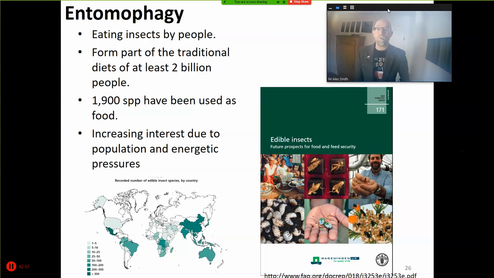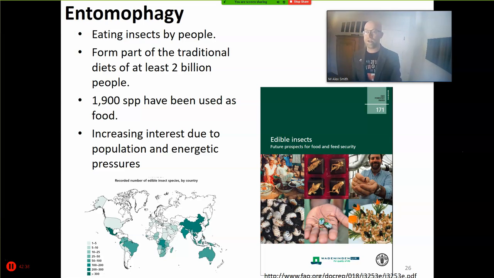But this is, of course, something that our species does as well, and it forms part of the traditional diets for at least 2 billion of the people that you share the planet with. And as many as close to 2,000 different species of insects have been documented to have been intentionally used as a food source. The screen grab on the bottom is the front of an FAO report that talks about the importance of entomophagy. The link I'll post in the chat later on if you're interested in it.